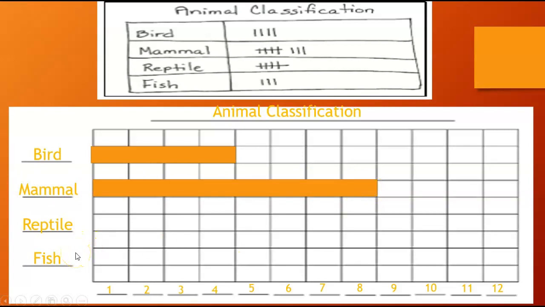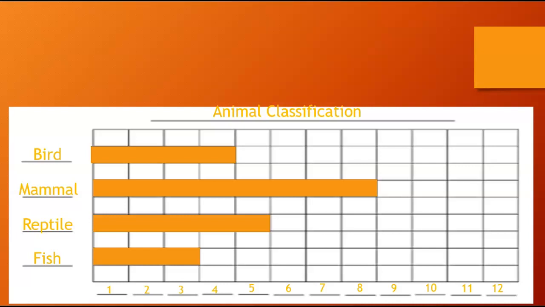Reptiles, how many reptiles? 5. Let's color all the way to 5. There we go, there's 5. And fish, there are only 3 fish, so let's color all the way to 3. Okay. So that is how we're going to do a bar graph that is side to side.